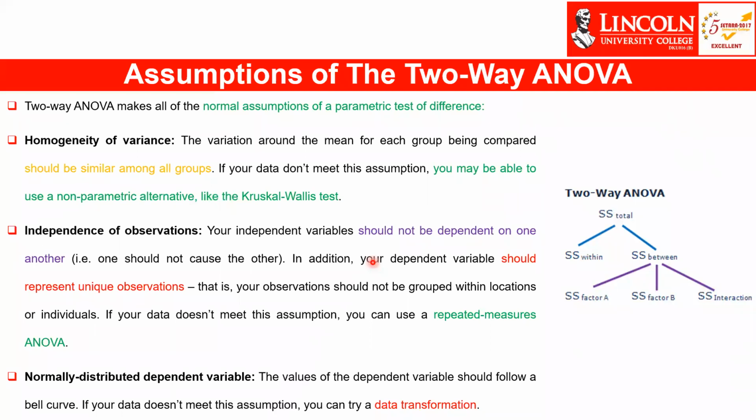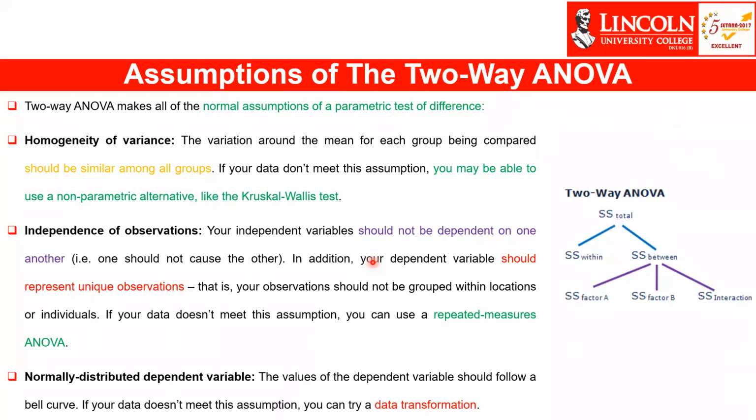Independence of observations. Your independent variables should not be dependent on one another. That is, one should not cause the other. In addition, your dependent variable should represent unique observations. That is, your observations should not be grouped within location or individuals. If your data doesn't meet this assumption, you can use a repeated measures ANOVA. That's the alternative test that can be done in this regard.